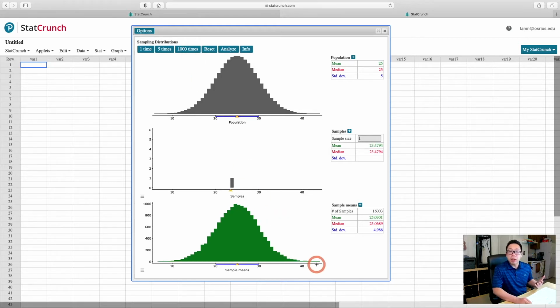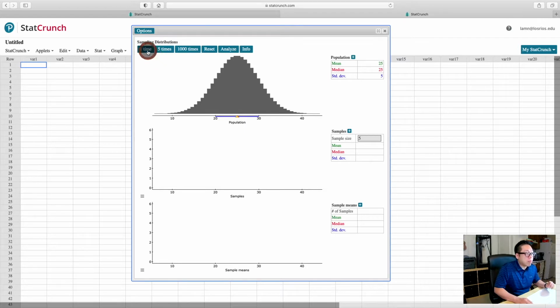And look at the picture that I get. Notice that the picture looks roughly the same as the original. The mean of the bottom picture, 25.0301, roughly the same as the original, which was 25. Standard deviation, 4.986, roughly the same as the original, which was 5. That's picking one random student, okay? Everything stayed the same. What happens now if I increase the sample size to 5?